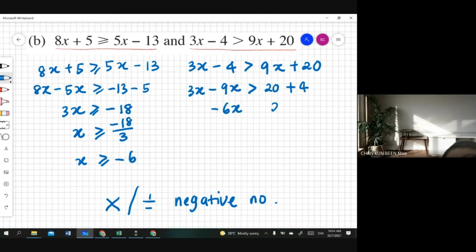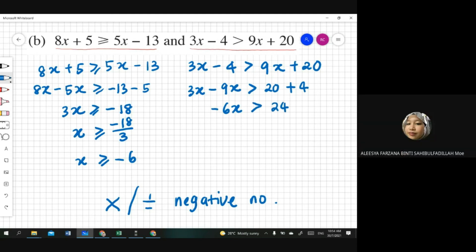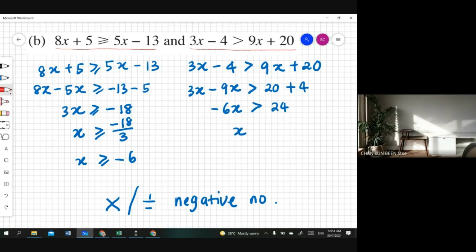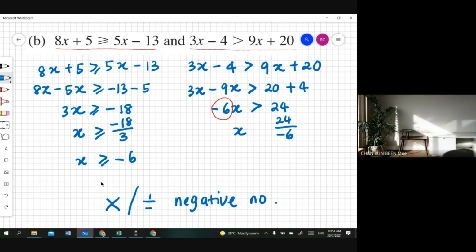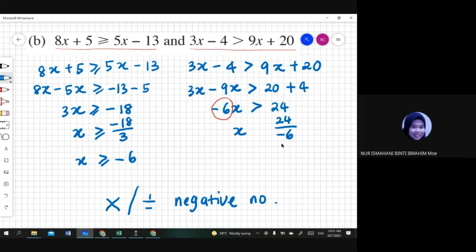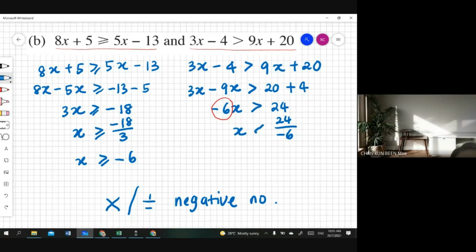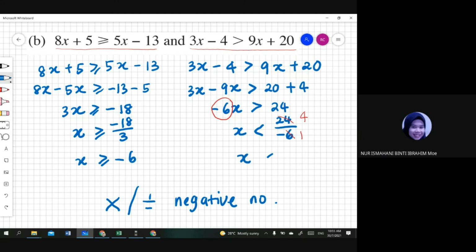So 20 plus 4, I'm sure you know that is 24. Now we want to get the value of x, so you need to bring the whole negative 6 over. So it will be 24 over negative 6. Now you divide. You see, you divide with a negative number, what do you do? Change the sign. Very good. Straight away you change the sign. So 6 times 1 is 6, 6 times 4 is 24. The answer is x is less than negative 4.